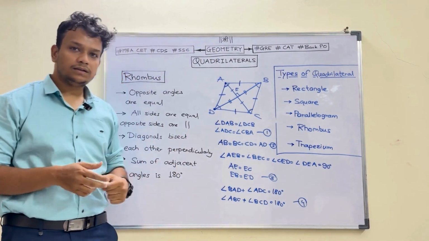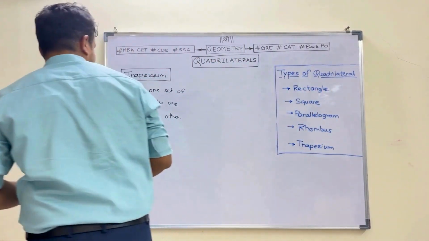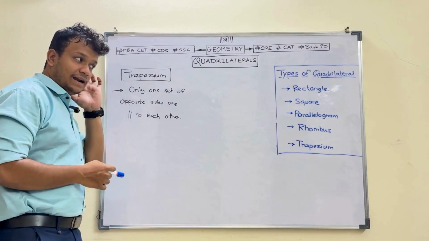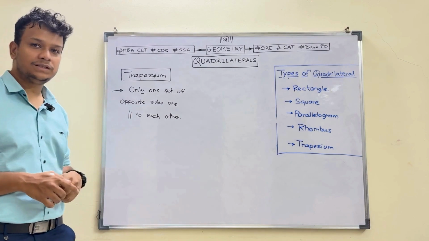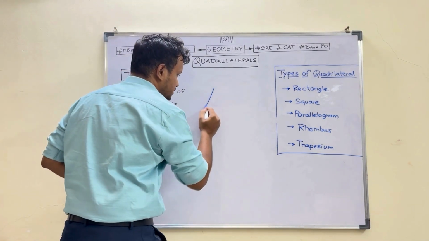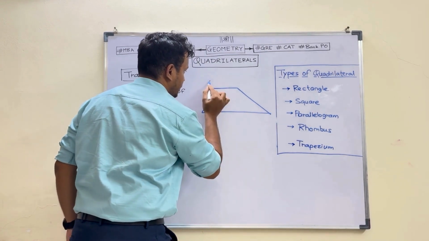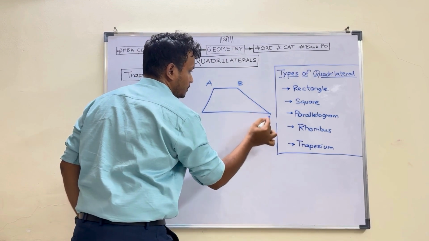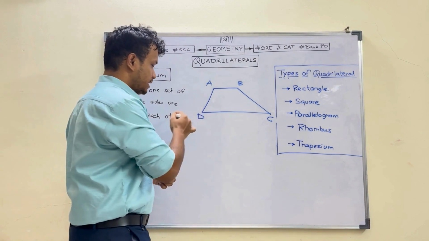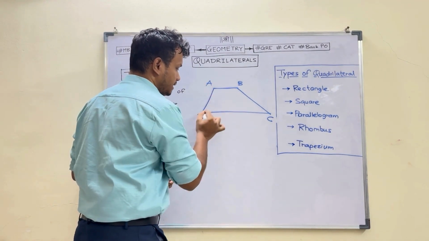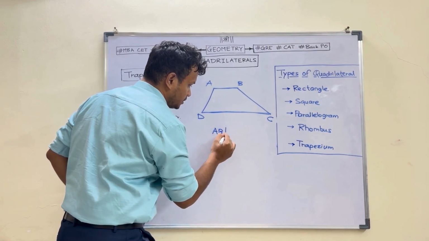Now we'll move to another type of quadrilateral, which is the trapezium. So the trapezium is one of the most important quadrilaterals, and it has only one property, that only one set of opposite sides is parallel. So I'll just draw one quadrilateral, which is a trapezium. So this is my trapezium ABCD. Correct? And what the property tells us is that one set of sides is parallel. So this AB and CD are parallel. That's it. That is the only property of a trapezium.